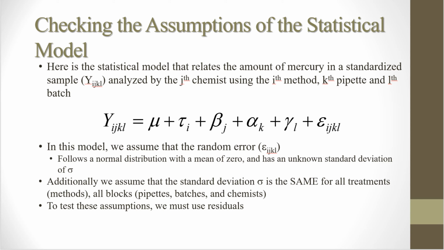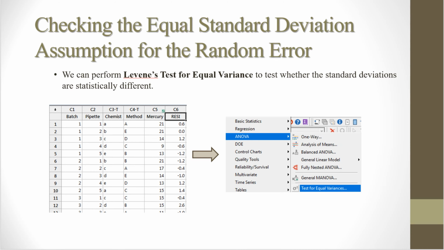So last but not least, we're going to check the assumptions of the statistical model. So basically, we want to check whether we assume that the random error follows a normal distribution with a mean of 0 and has an unknown standard deviation of sigma. And additionally, we also assume that the standard deviation of sigma is the same among all of the treatments and all of the blocks. So to test these assumptions, we use the same as we've always used throughout this course, but basically we're going to use the residuals. And so first we're going to start off with checking the equal standard deviation assumption.